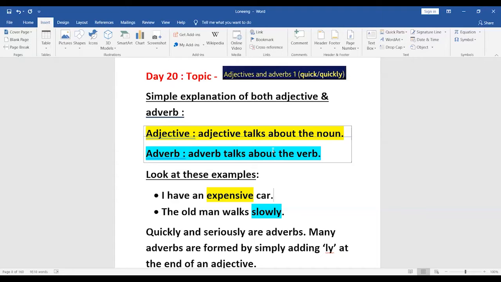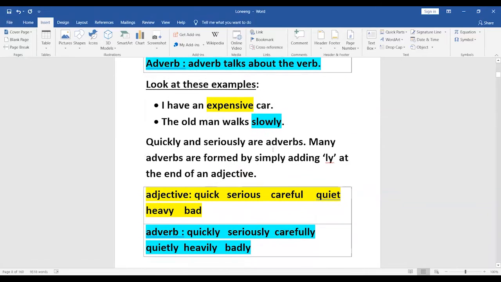Let's take a look at what is an adverb. An adverb talks about a verb, meaning an adverb describes a verb or adds more meaning to a verb. Now, what is a verb? A word that shows action is a verb, correct? Now that you know what's the definition and what it describes, let's take a look at a few examples.